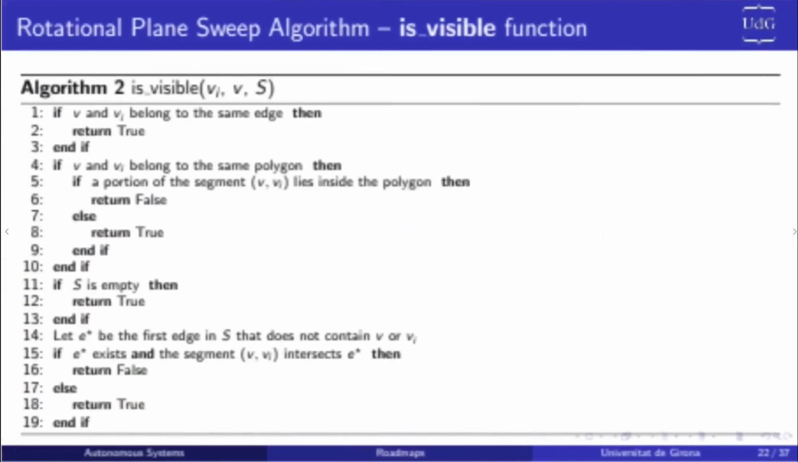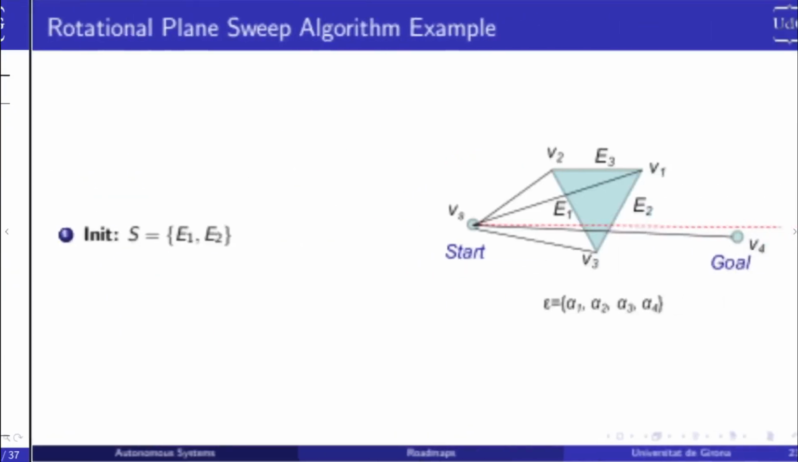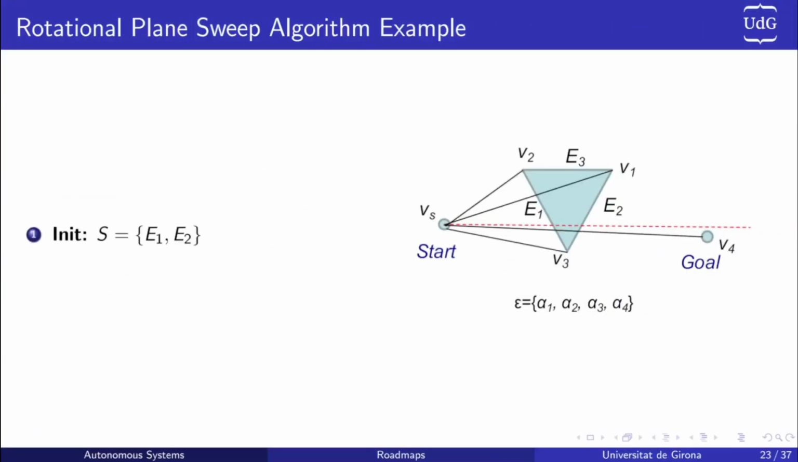Assuming that this E is the first edge in S, we only need to check not all the edges in the world, only the edges in the set S that do not contain B or BI. It may happen that there is no edge in S that does not contain either B or BI. But if it exists, and the segment B to BI intersects it, then we return false, otherwise we return true for the visibility. Now that we know the whole algorithm, let's continue the steps.